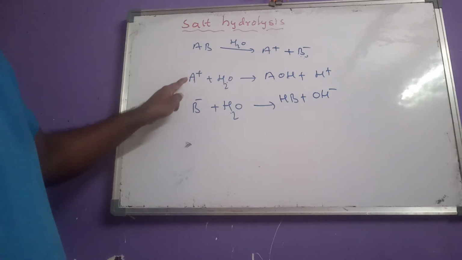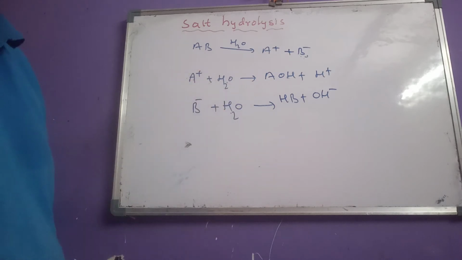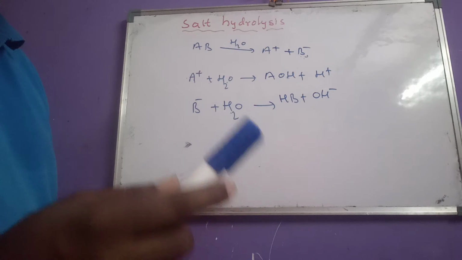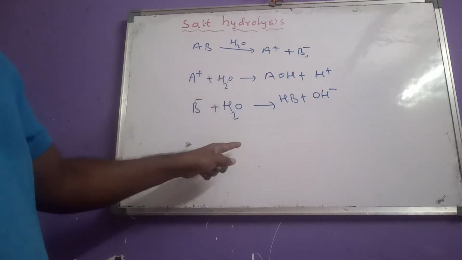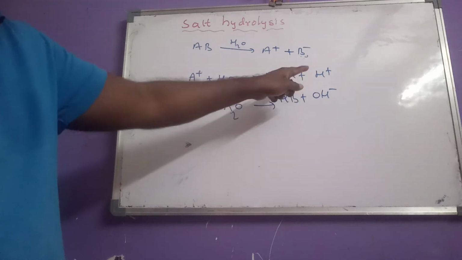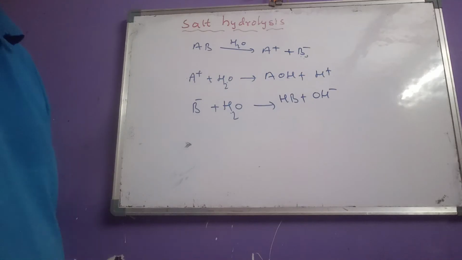If these two are weaker, there is no reaction with water. If cation and anion both are weaker, there is no reaction with water, meaning there is no production of H plus and OH minus ions. Therefore, the solution of that salt might be neutral.